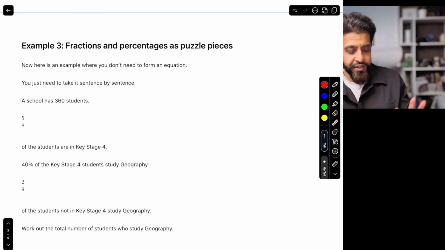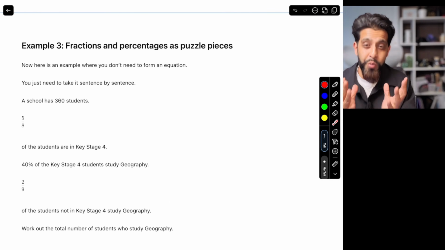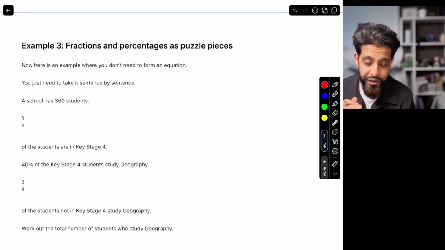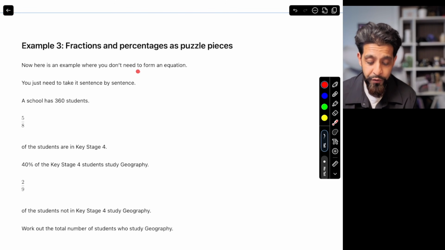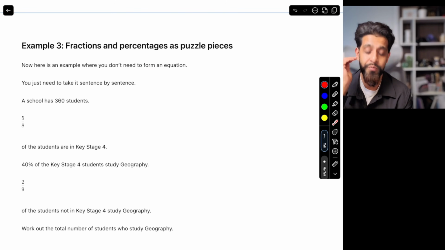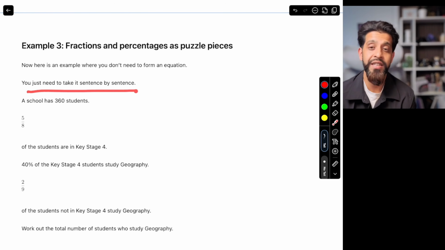Now, take a look at this third example. This one is a very wordy question. And this really freaks out a lot of students. But this is not something where you have to form an equation. This is something where you have to practice reading everything sentence by sentence.